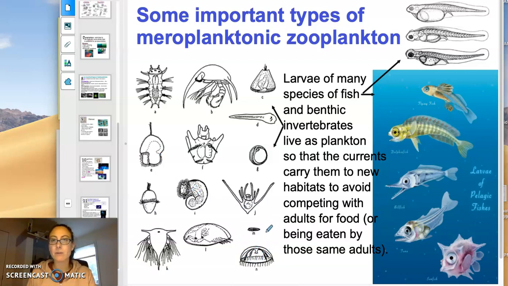All right, so lots of really interesting variety, both on the plant-like side of things and on the animal side of things.